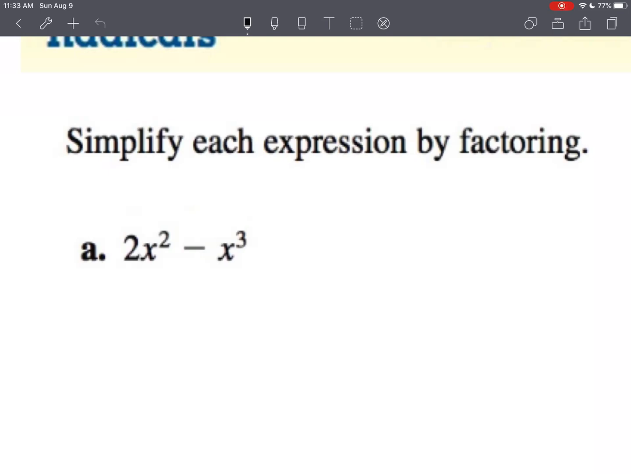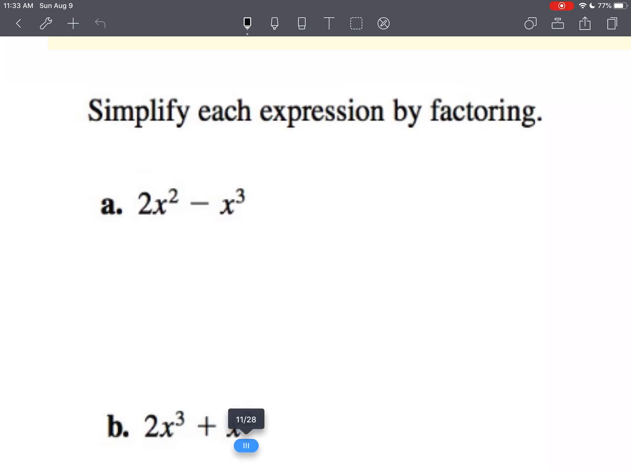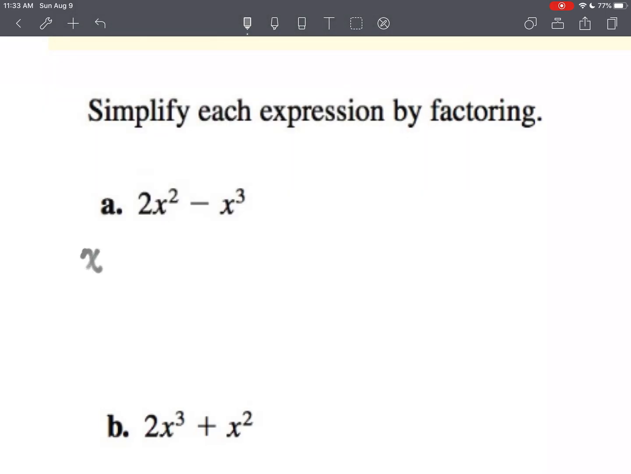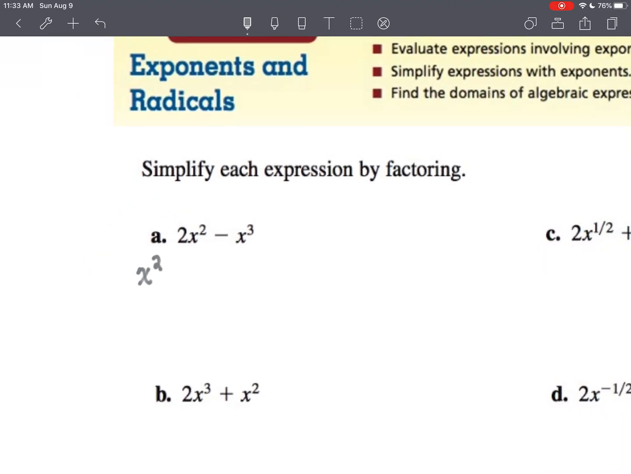So what we find here in this first example is that we have the variable x common to both terms. We're going to see the lowest exponent that they both have. So out of the 2 of them, the lowest exponent is 2. Therefore, we're going to factor out an x, we're going to take out the x squared.